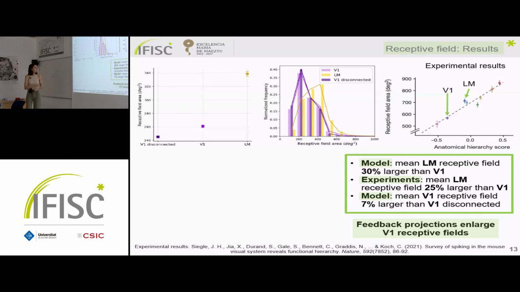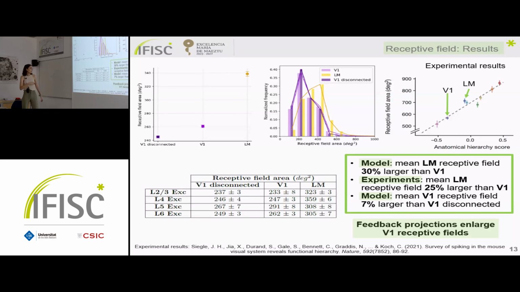In addition, when we look at the results split by cortical layers, we can notice that this difference between the disconnected and the connected model is larger in the deeper cortical layers.